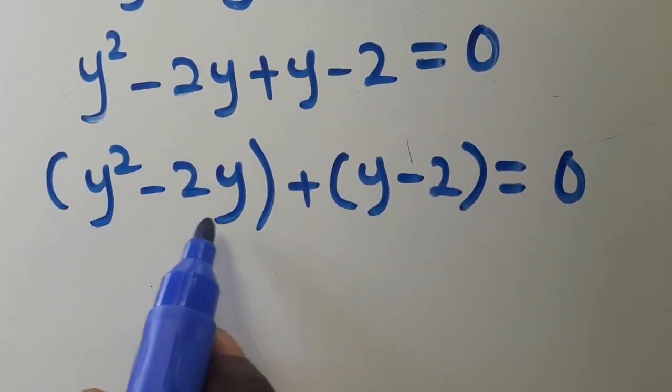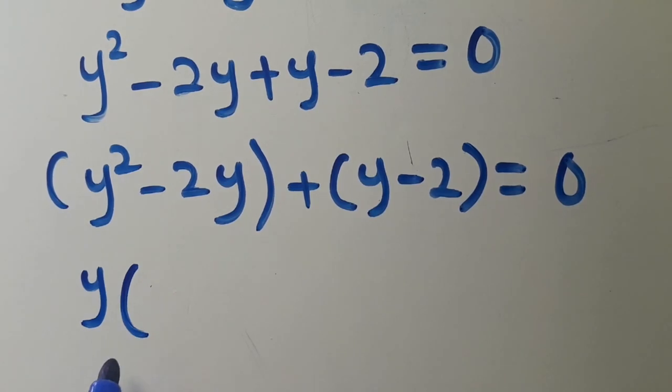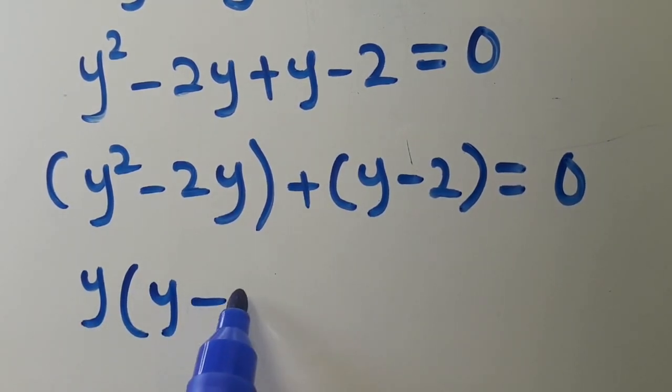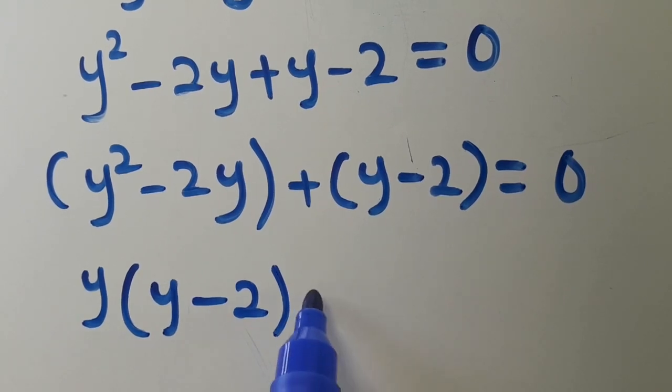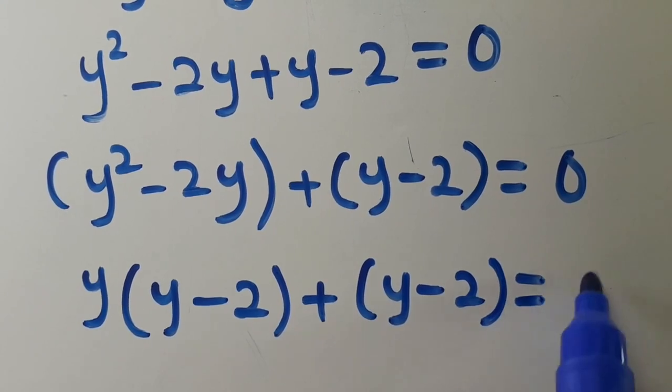From here, what is common is y. So we have y outside. Open the bracket. This y squared divided by this, we have only y. Minus 2y divided by this, we have only minus 2 left. Plus y minus 2 equals 0.